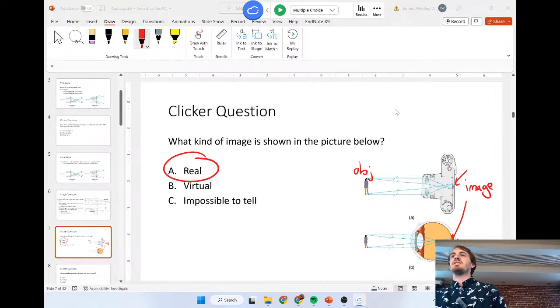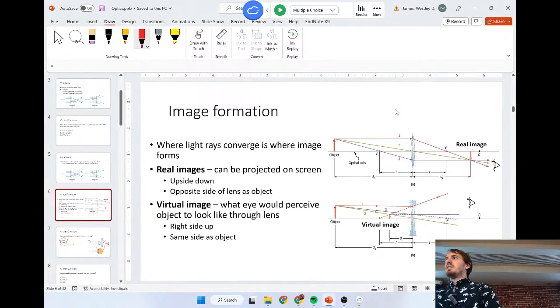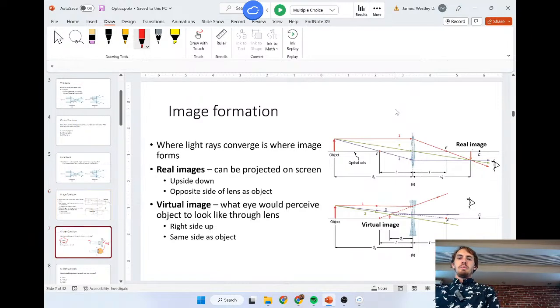If we go back to that other slide and look at our example here, these light rays do not converge anywhere. The image is on the other side. So how would you project? You can't project it. It's on the wrong side. So virtual images are also on the same side as the object. Real images are on the opposite side as well. So that's one way of doing it.